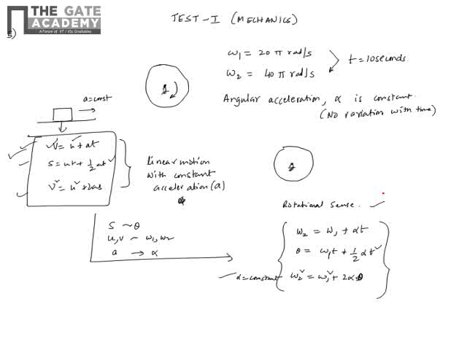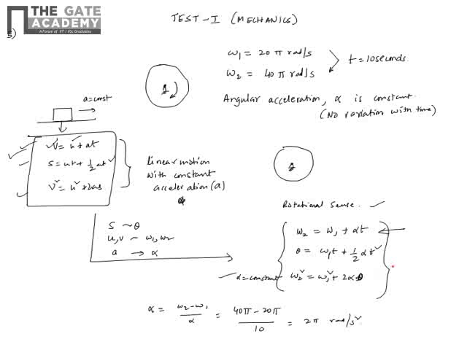Now it's a matter of what is asked and what is given. Omega 1, omega 2 angular velocities and time are given. So we can use the first equation and get alpha. (40 pi minus 20 pi) by 10 comes out to be 2 pi radians per second square. Now we want theta, that is, how many revolutions it makes in time t.